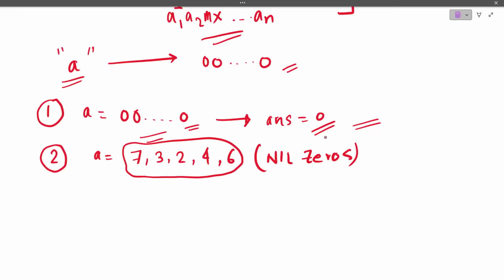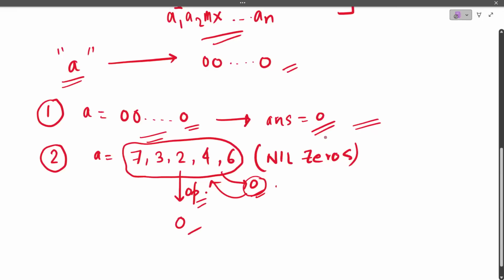We can take this entire set of numbers and do an operation on it. So what will happen if we do an operation on this entire set of numbers? What is the mex of this entire set of numbers? It's zero, right? Because zero is not present in this set, and it is the smallest such element not present in this set. So by definition, the mex of the set of these numbers is zero. So in that case, using just one operation, we can convert it to a zero, right?